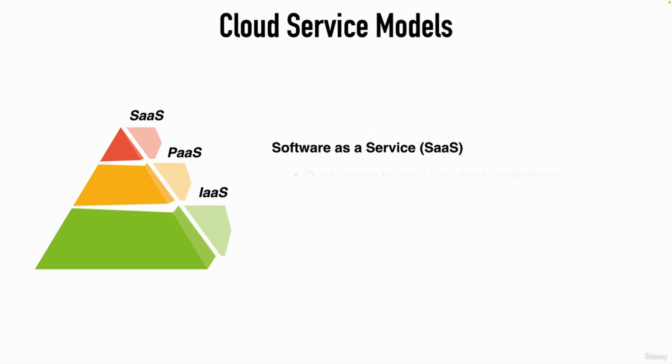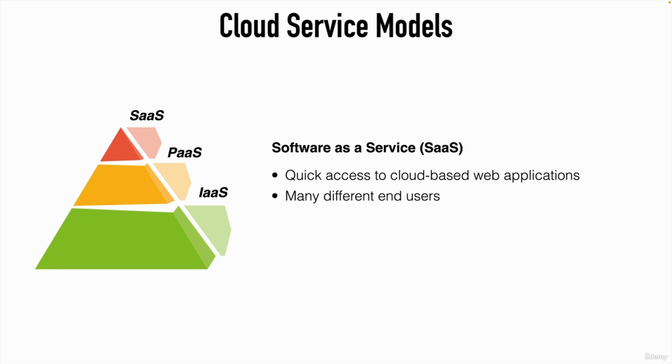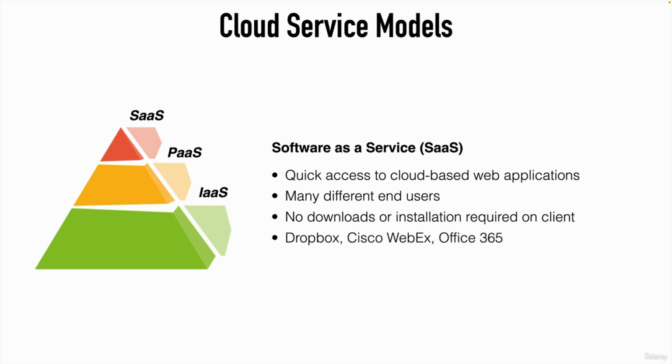And we have software as a service, or SaaS. This model gives you quick access to cloud-based web applications. Users here can include anyone, and in fact, as you're watching this right now, if you're streaming this video from your web browser, you're actually using SaaS. You're using software as a service. SaaS very simply can give users quick access to web applications without requiring large downloads or installations on the client side of things. A few common examples of this would be things like Dropbox, Cisco WebEx, and productivity tools such as the Microsoft Office 365 service.